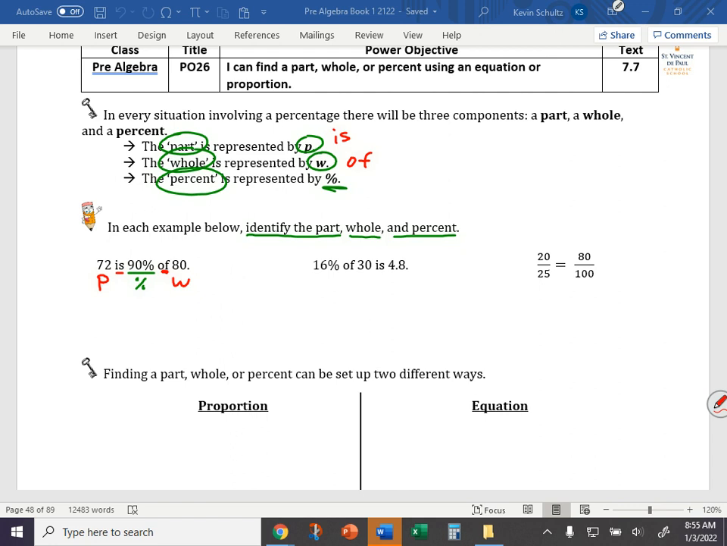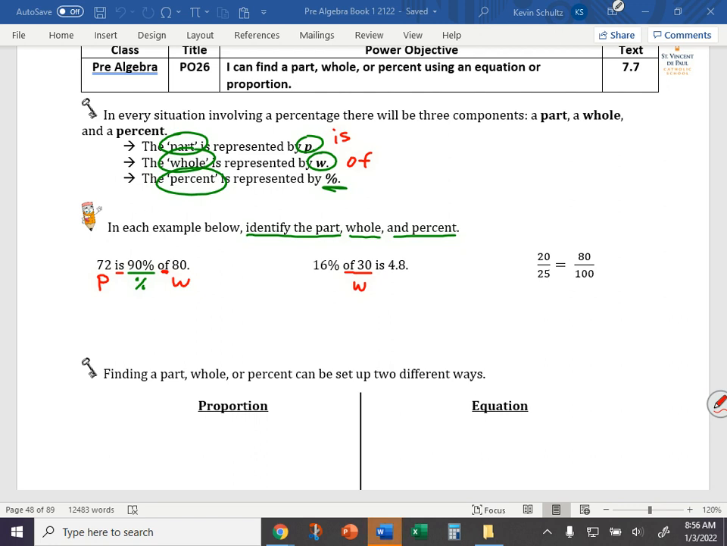Then for the next one, of is before 30, so 30 is the whole, but it is also after is. Right, so I said generally. The one to look at more is the word of. That's the bigger hint. So Cade's noticing that in the next one we have that of 30 there. That's going to make it the whole. You are correct there.